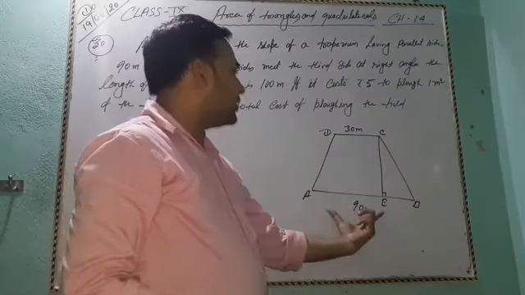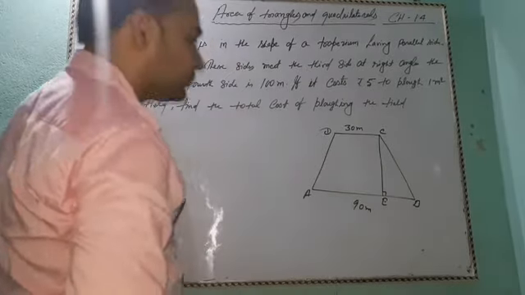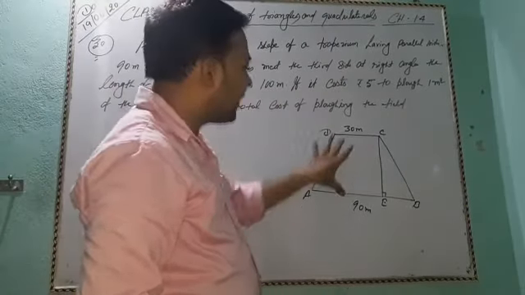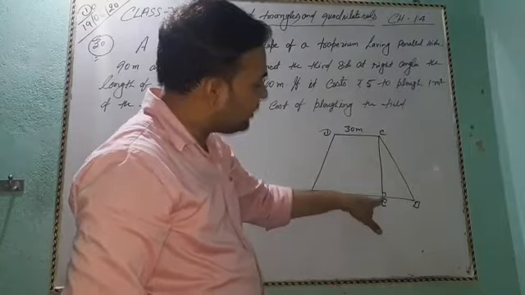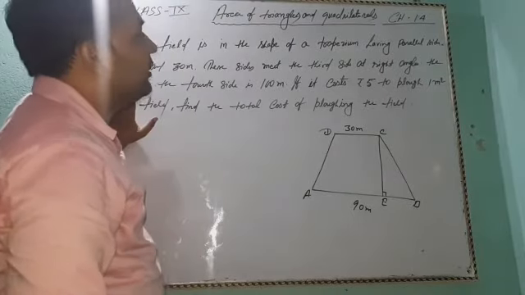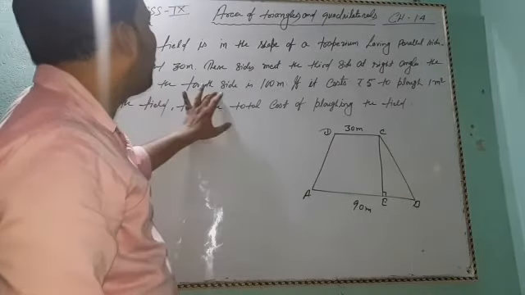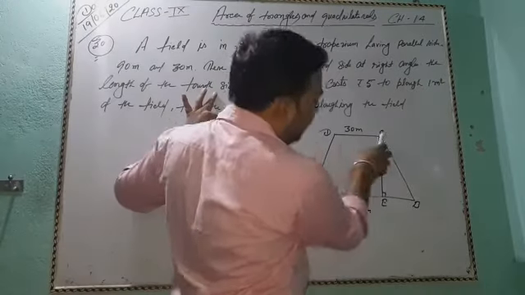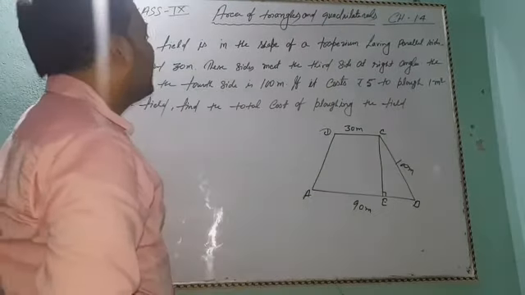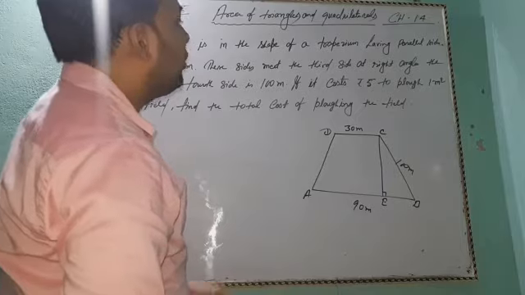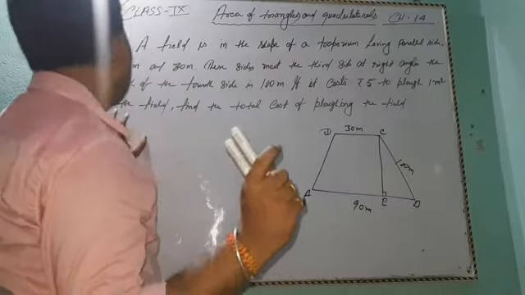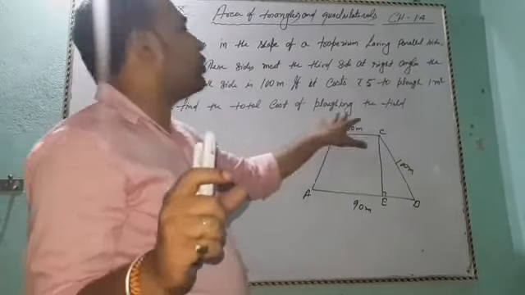So 90 meter is AB and DC is 30 meter. These sides meet the third side at right angles. CE is the third side, the right angle at E, triangle BEC. The length of the fourth side is 100 meter. If it costs rupees 5 to plough 1 square meter of the field, find the total cost of ploughing the field.